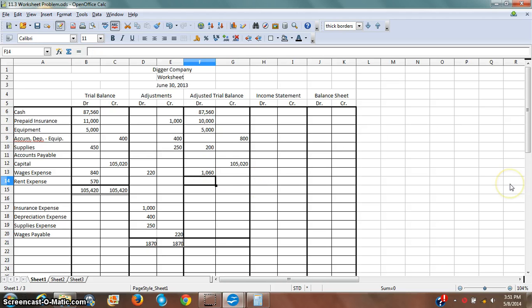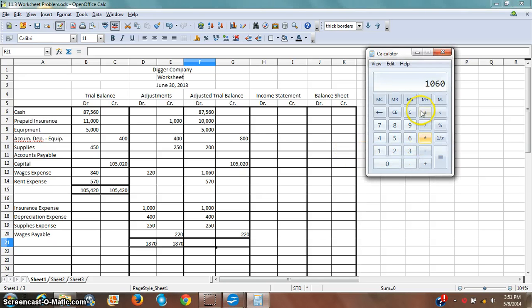There they are. And here's rent expense. We just transfer the cost. And then insurance expense is $1,000. Depreciation expense, $400. Supplies expense, $250. And then wages payable is $220. And for these, it's also important to remember, we talked about this earlier, remember to get these ones here at the bottom as well. Sometimes students forget these.